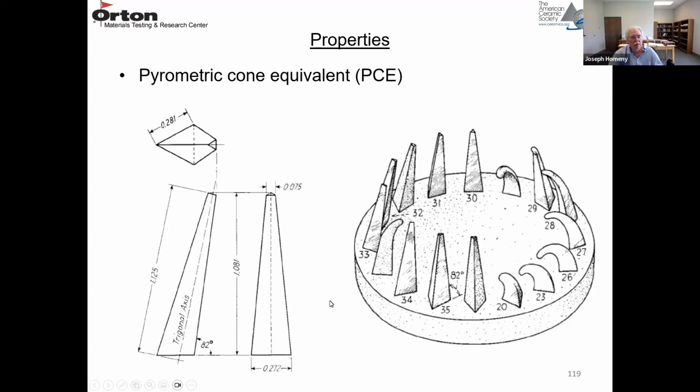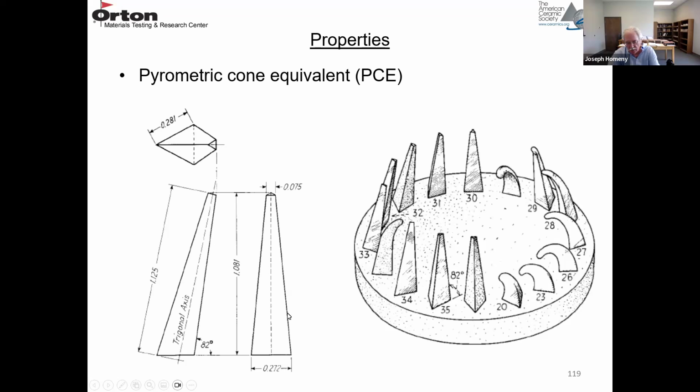So this PCE test, you take your raw material or a refractory material and you press it into a small cone. These are only about an inch tall and a quarter inch across the bottom. It's this pyramid shape, and it's pressed so that the base is at an angle. And this is 8 degrees here. This is 82 degrees here. And these cones are placed into a cone plaque of some type, and this one happens to be a circular one. So you put in standard cones.